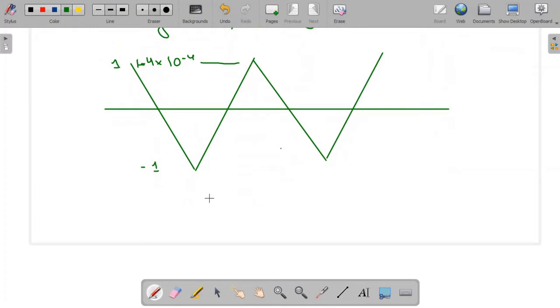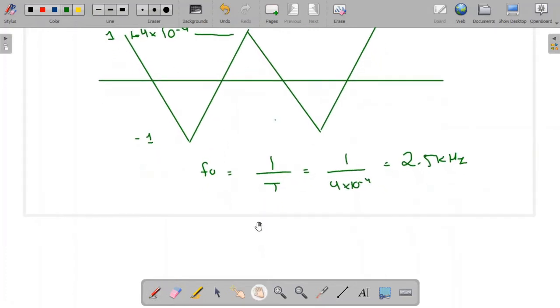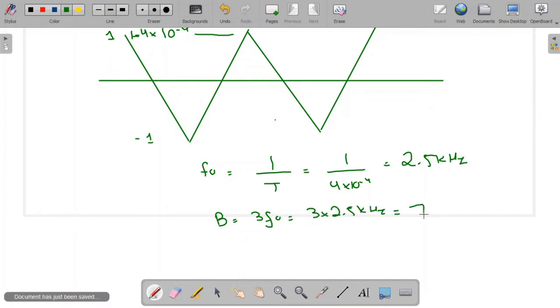Now when the time period has become double, the fundamental frequency is again going to be 1 by T, that is 1 divided by 4 multiplied by 10 raised to power minus 4, which comes out to be 2.5 kilohertz. Again we are going to take the third harmonic, because the second harmonic is an even harmonic that is equal to 0, and the fifth harmonic has a very small amplitude compared to the third harmonic. So we take 3 multiplied by 2.5 kilohertz, which is equal to 7.5 kilohertz. So the bandwidth of the message signal will be taken as 7.5 kilohertz.